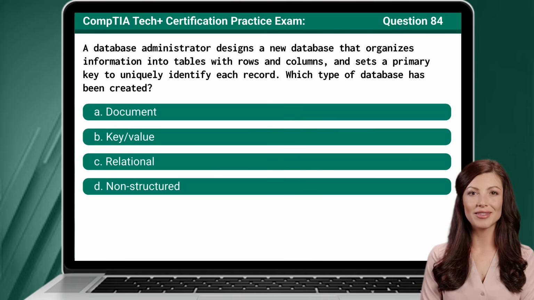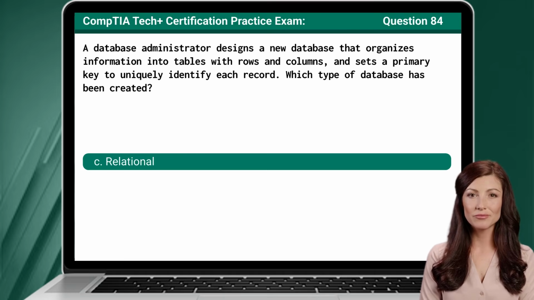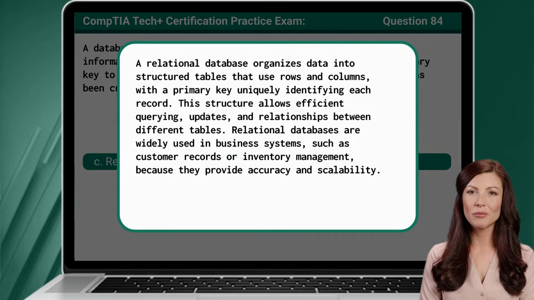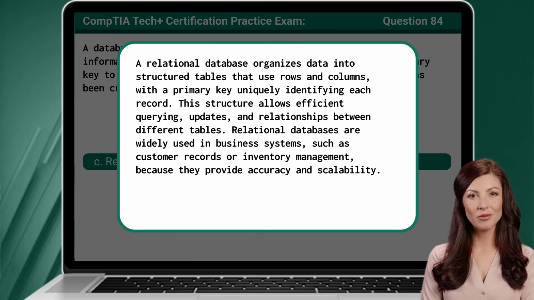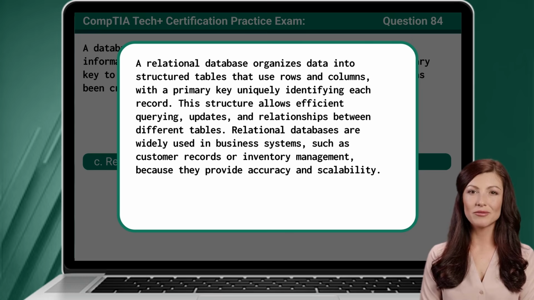The answer is C. Relational. A relational database organizes data into structured tables that use rows and columns, with a primary key uniquely identifying each record. This structure allows efficient querying, updates, and relationships between different tables. Relational databases are widely used in business systems, such as customer records or inventory management, because they provide accuracy and scalability.